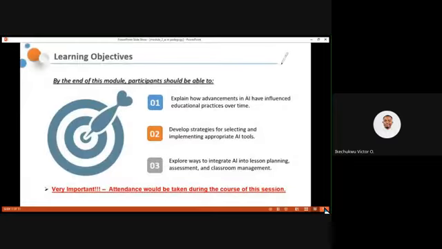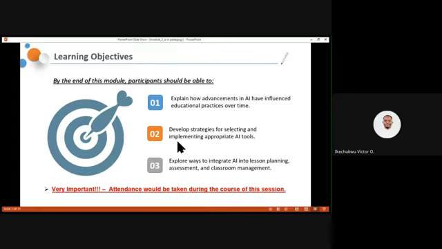Moving on, we're taking a look at the learning objectives. For today's class, we have some objectives that I would like to share. By the end of the module, we should all be able to explain how advancements in AI have influenced traditional educational practices over time.